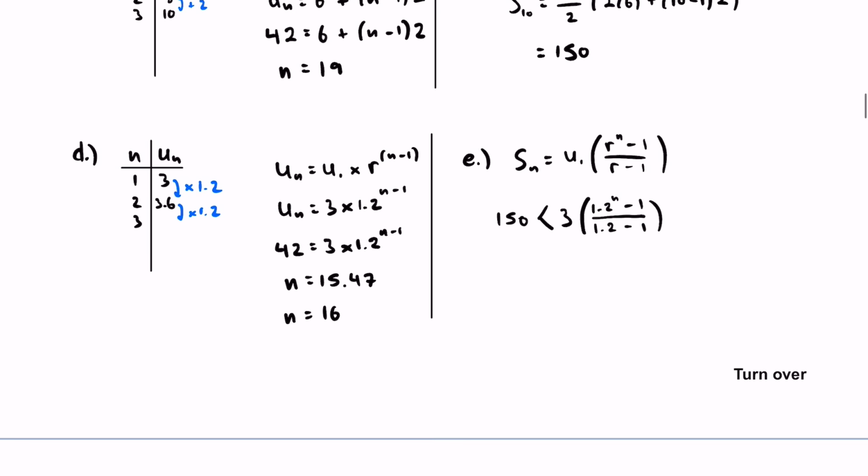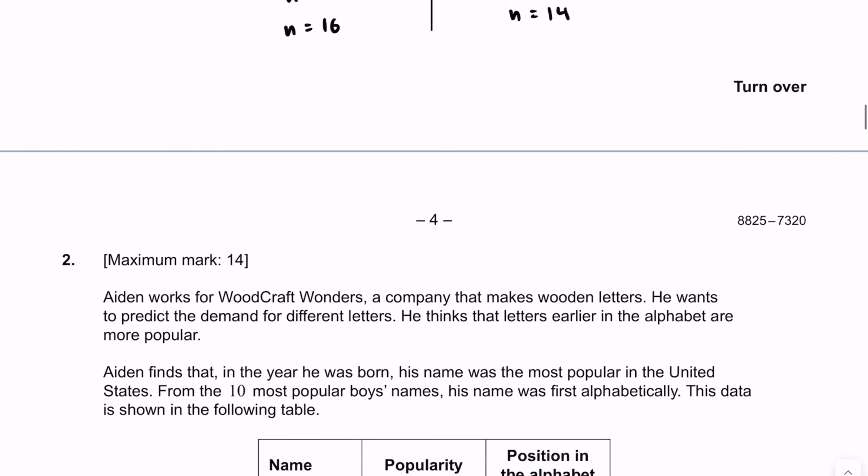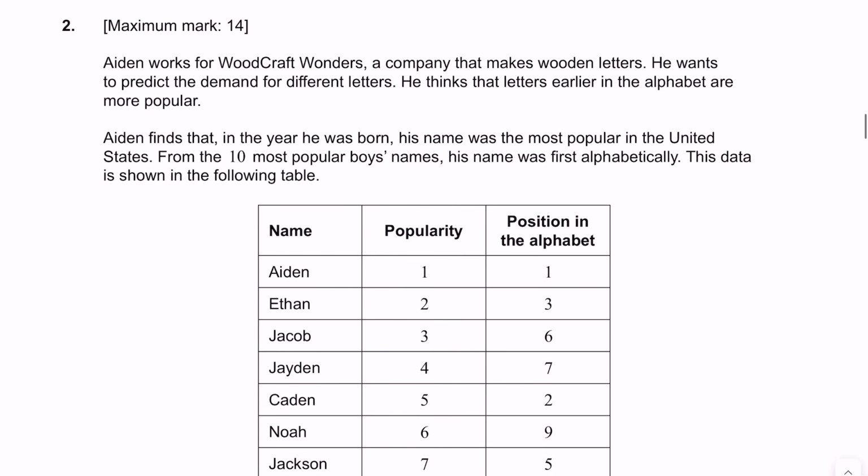Going back to the document here, n is equal to 13.152. In this case, it is not until the 14th week that he runs more than 150 kilometers in total. Okay. Not a bad first question.